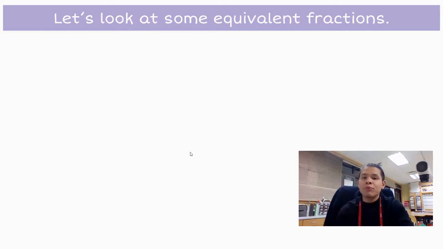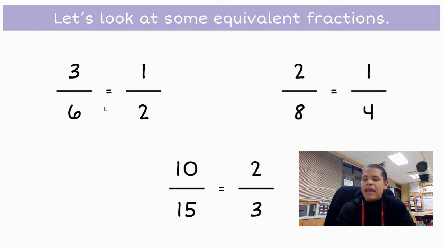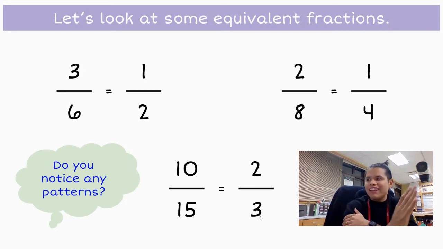Hopefully, you remember in a previous lesson that we multiplied to generate equivalent fractions. Let's take a look at some equivalent fractions here. We have 3/6, and an equivalent fraction is 1/2. 2/8 is equivalent to 1/4, and 10/15 is equivalent to 2/3. Now, you might have noticed things are a little bit backwards in these examples from when you would multiply to check to see if these are equivalent fractions. Well, do you notice any patterns now going from left to right?